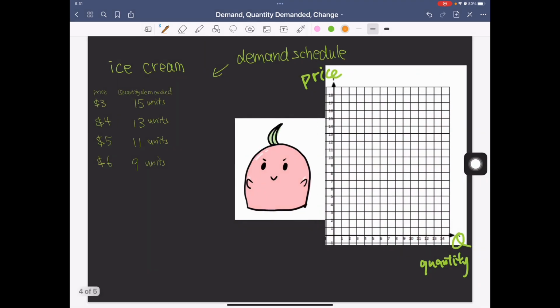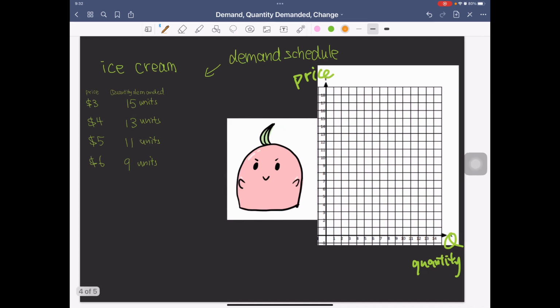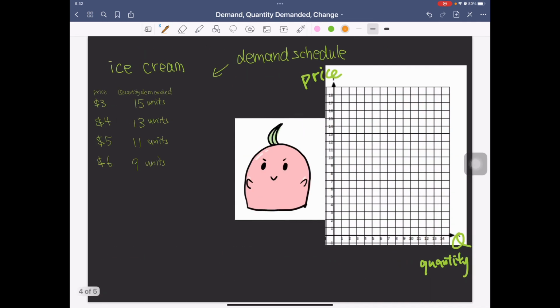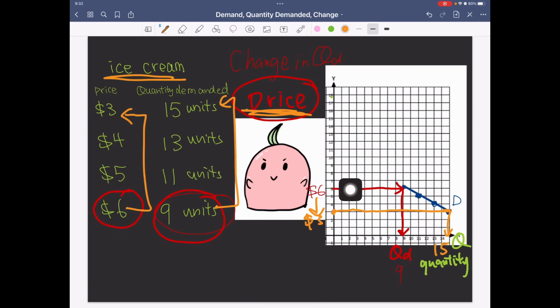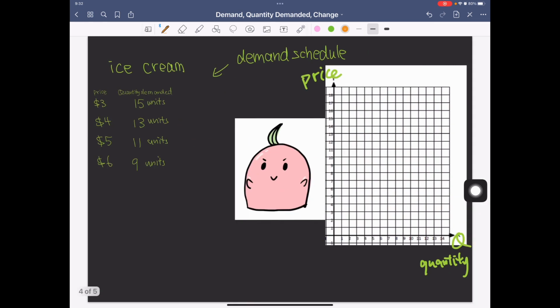So lastly, let's talk about the change in demand. We have talked about the change in quantity demanded. It is due to the price increasing or decreasing. If the price increases, quantity demanded decreases. If the price decreases, the quantity demanded increases. How about the change in demand?